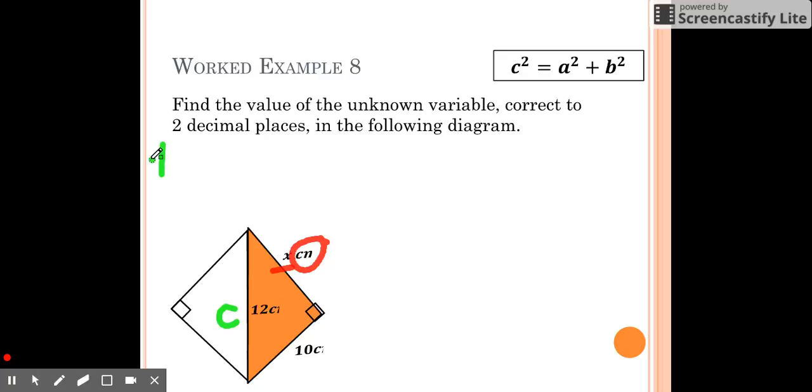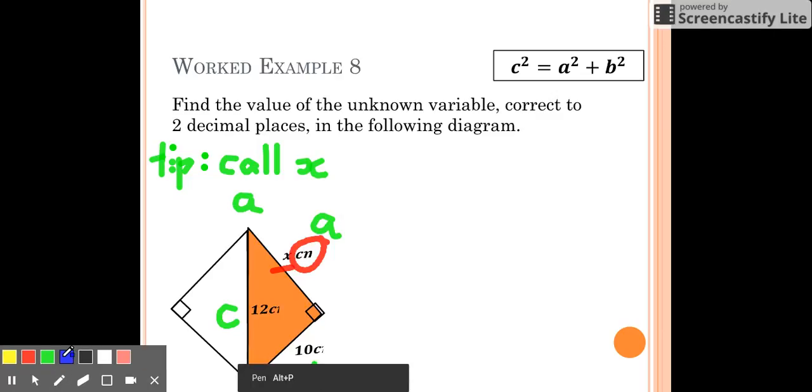Now this is a little bit of a tip. When you've got an unknown, an X that we want, name that one A. So this is my tip: call the X A. It makes your calculations a little bit easier. That's the only reason for it. It doesn't really matter. It's just a bit of a shortcut.